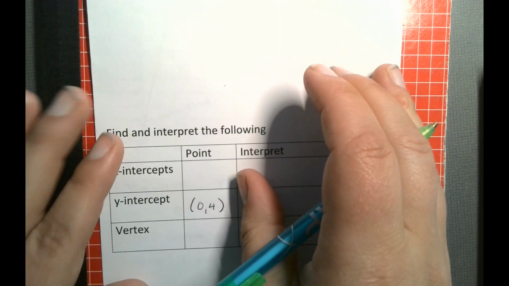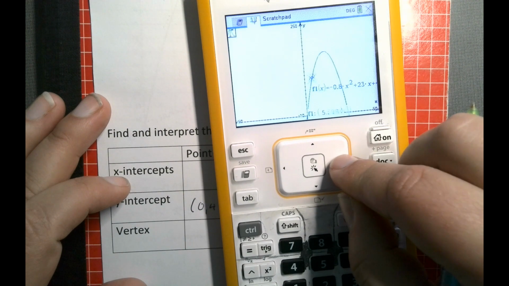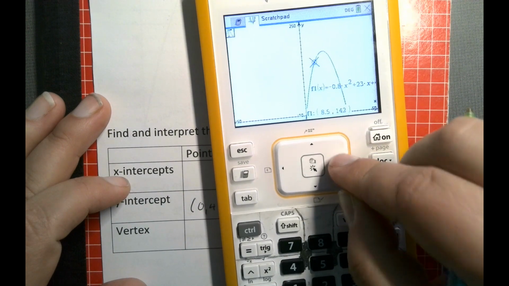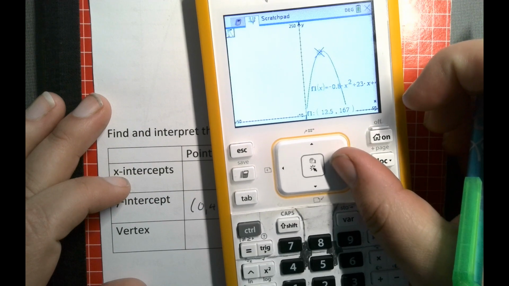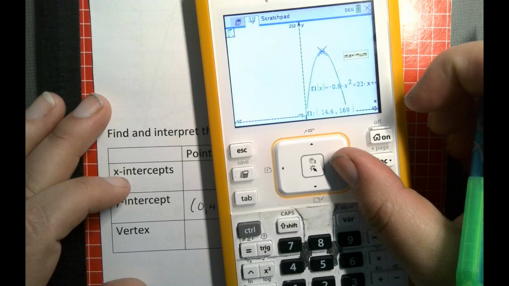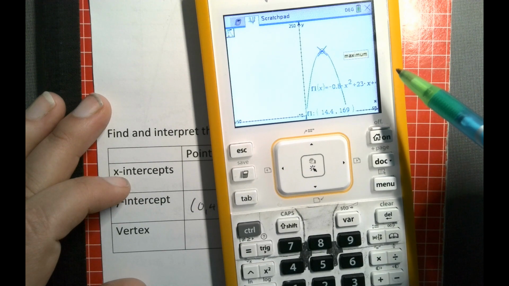We're going to interpret them in a minute. We need to find that maximum on the other side of the top. We're going to find the top right now for the vertex. Keep going, keep going. Found it. See how it tells me it's the maximum?